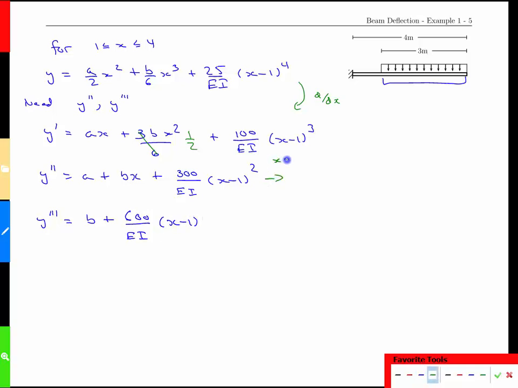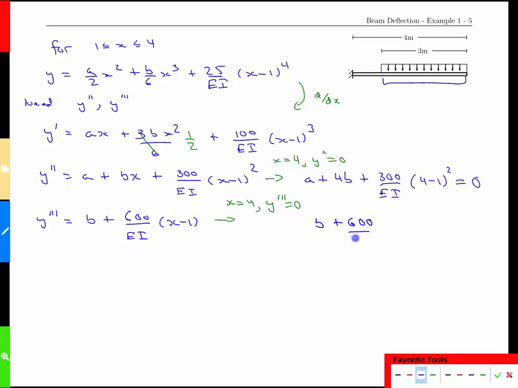Now we sub in x equals 4 and y double prime equals 0. That's our boundary condition at the end here. That'll give us a plus 4b plus 300 over EI times (4 minus 1) squared equals 0. And in the same vein down here, we're going to plug in x equals 4 and the third derivative equals 0. And that's going to give us b plus 600 over EI times (4 minus 1) equals 0. This equation here is definitely the simpler of the two.